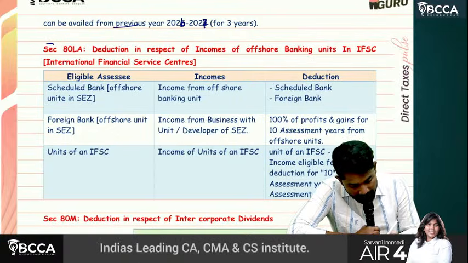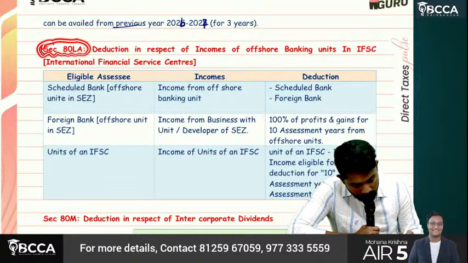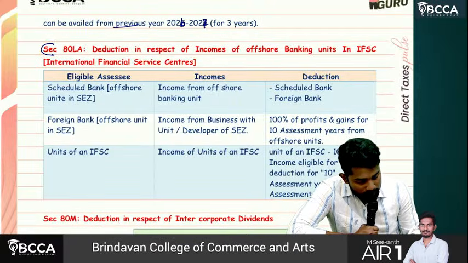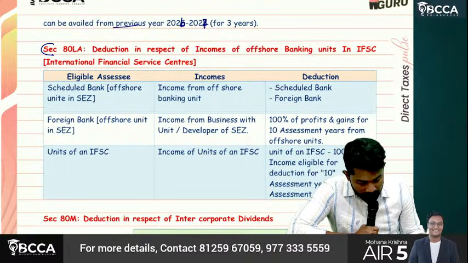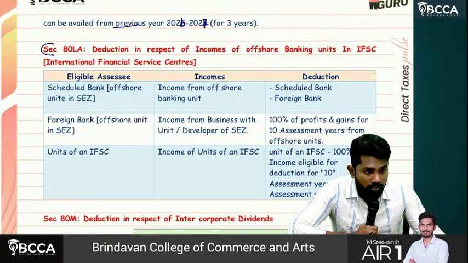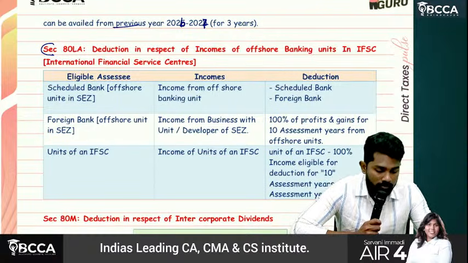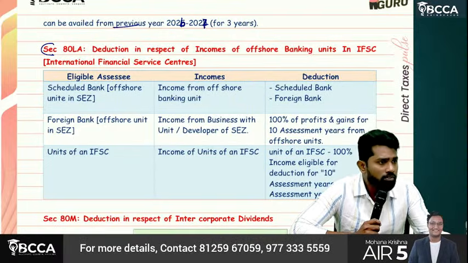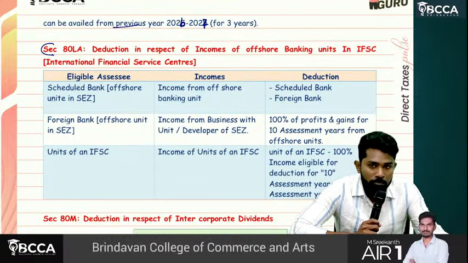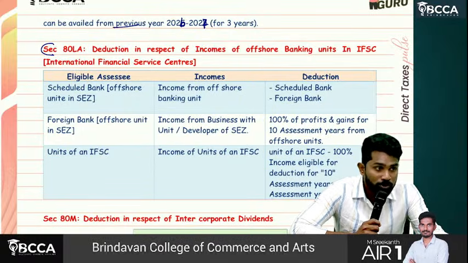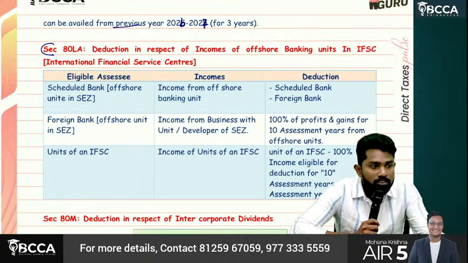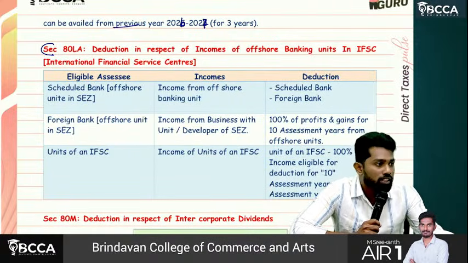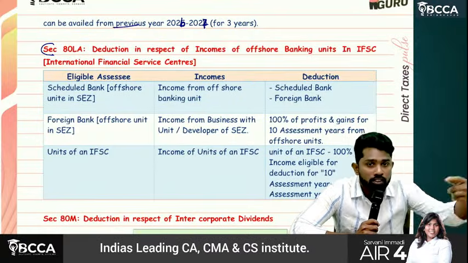Sir, then 80LA. 80LA is with respect to incomes of offshore banking units in international financial centres or offshore units. Sir, offshore units are nothing but, most companies, when there is scope, do exports. But banks are missing that scope. Mostly Indian banks are restricting their business within India only. So they are giving loans, advances and accepting deposits only within India.